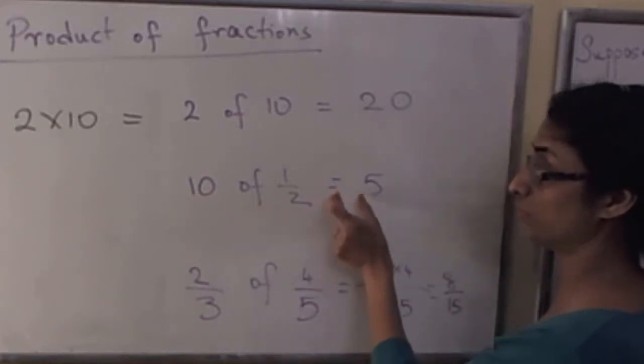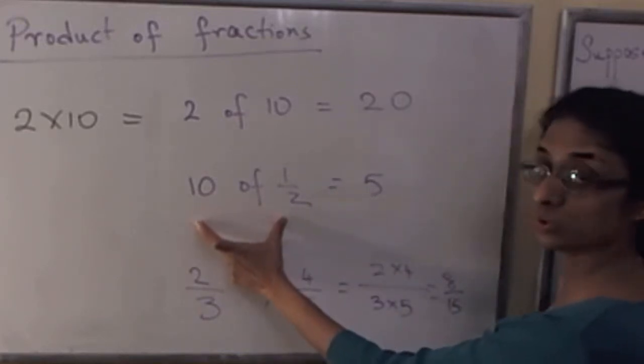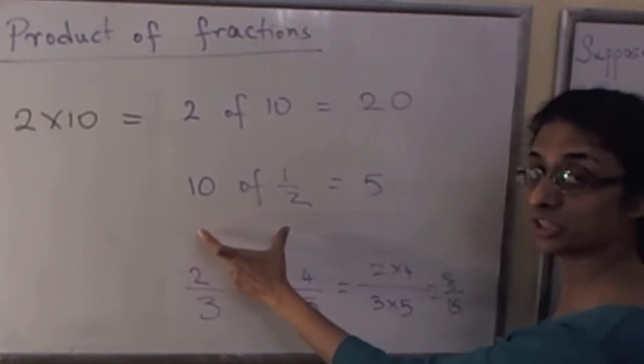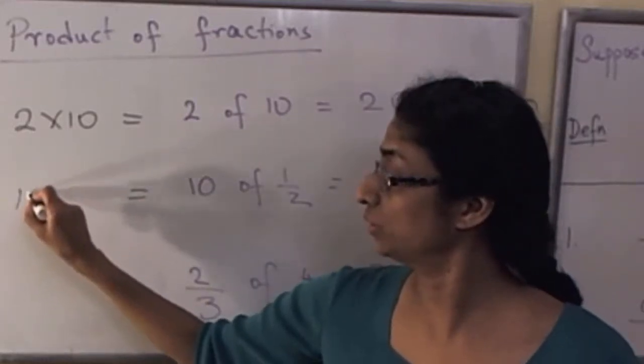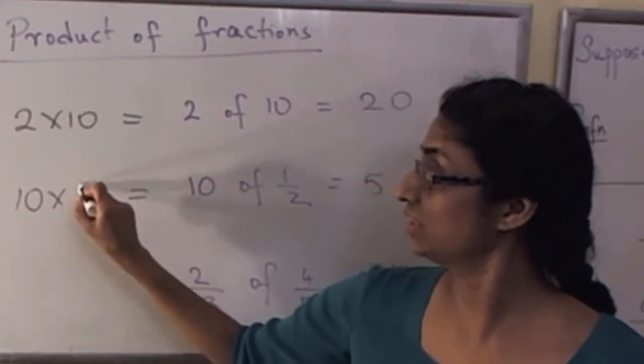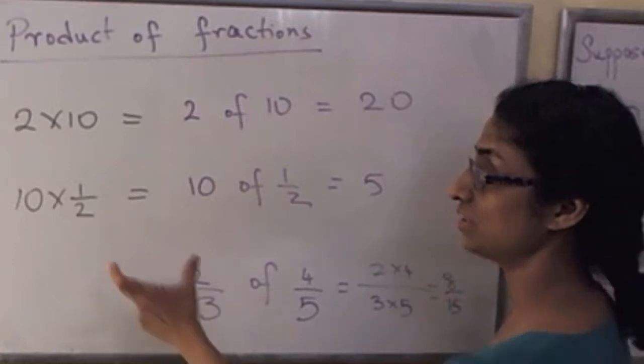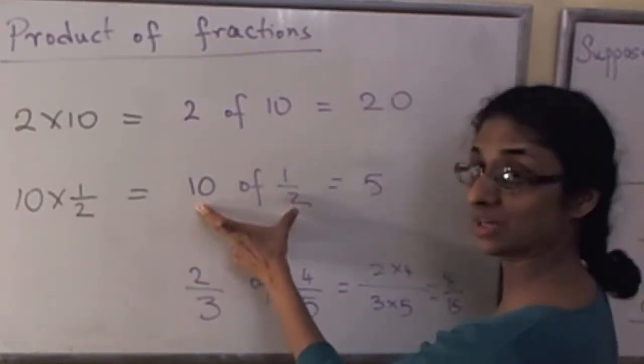Similarly, 10 of a half is an abbreviated form of 10 copies of 1 half. We know 10 copies of 1 half is 5, but 10 copies of a half also has another notation. We could write this as 10 times a half. So 10 times a half means exactly the same thing as 10 of a half.